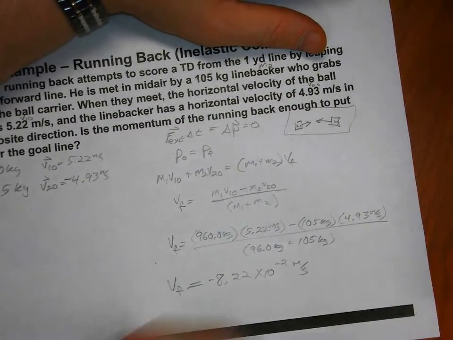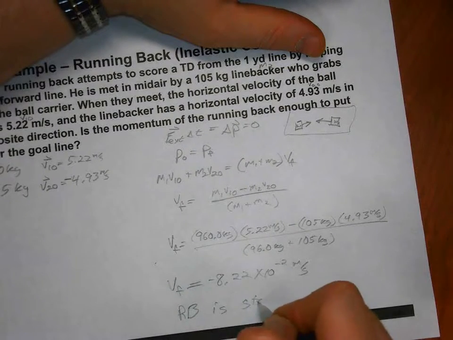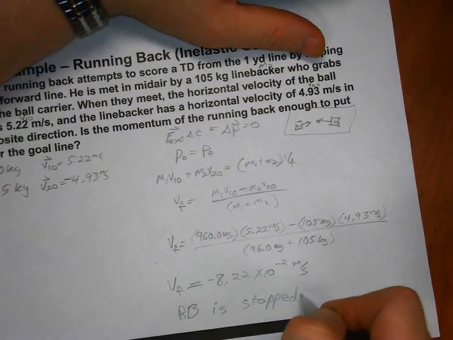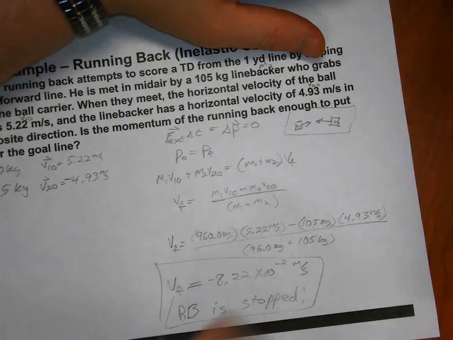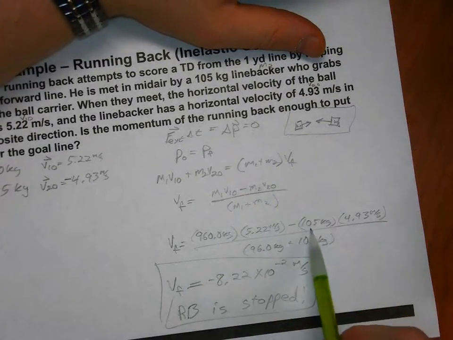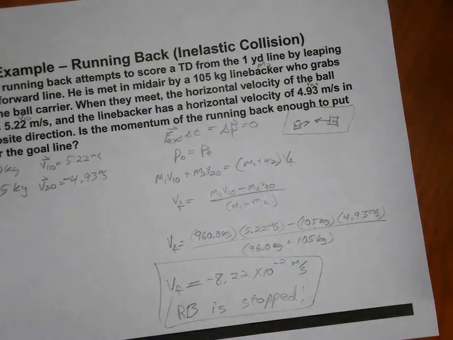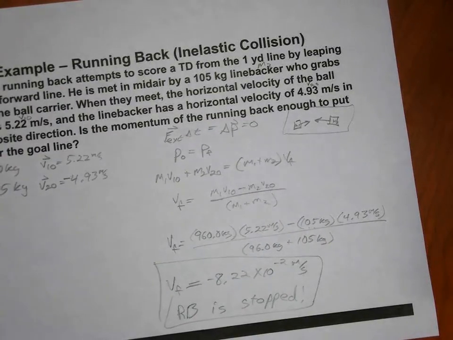The running back is stopped. That is because this momentum here from the linebacker is greater than this momentum from the running back in the beginning. Remember, momentum is mass times velocity, so the bigger guy does not have to be moving as fast to have the same momentum, or in this case, just a little bit more.